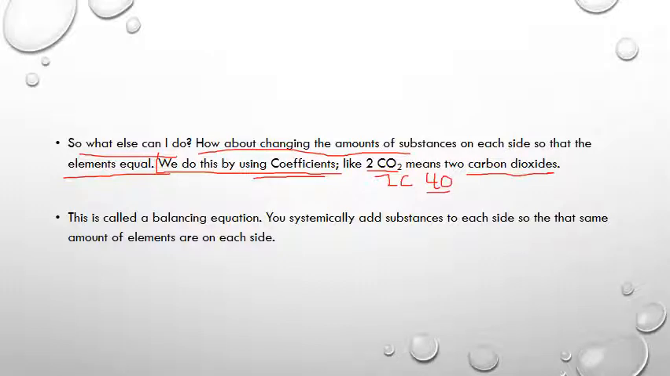Okay. And this is really the important thing here. What we're going to do is use this tool right here, called coefficients, and you've heard of coefficients in math. What it'll do is balance the equation. So systematically, we'll be adding substances in terms of numbers to each side so that we can get the same amount of elements on each side. And we'll go through that process.